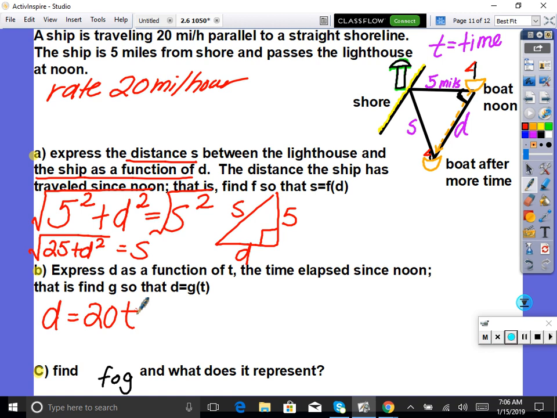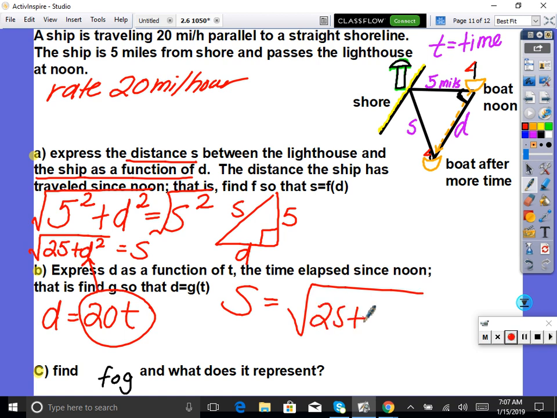Now it says, find F of G, because we found G. What does it represent? So we're plugging function G into function F. Which one's function G? Oh, right here. Look, this is G. This is function F. So we're taking this one, and we're plugging it in right there, aren't we? So S is equal to the square root of 25 plus our distance, which is 20t, squared. So 20t squared. That's function composition.